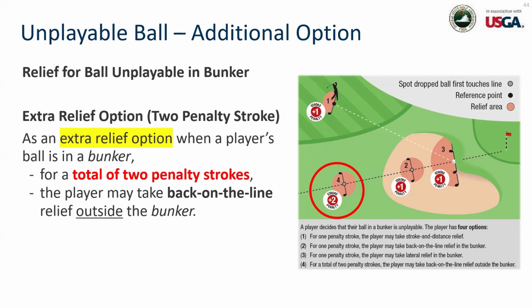just add on 2 penalty strokes and play on. So if your previous stroke was from outside the bunker, you're fine to take that as an option for 1 penalty stroke, but otherwise your back on the line and lateral relief have to stay in the bunker to keep it at 1 penalty stroke. Or you can do back on the line outside the bunker for 2 penalty strokes. But just to note, there's no two penalty stroke option for lateral. The only lateral relief we're going to grant for unplayable ball is keeping it in the bunker.